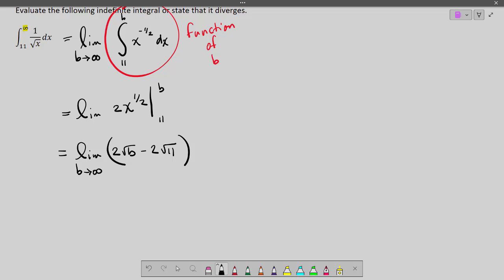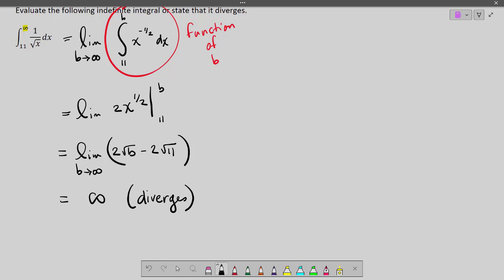And what do we say this limit is? Infinity. As b goes to infinity, the square root of infinity is infinity. As b is going to infinity, the square root of infinity is going to infinity. So this diverges. So we say that this diverges.